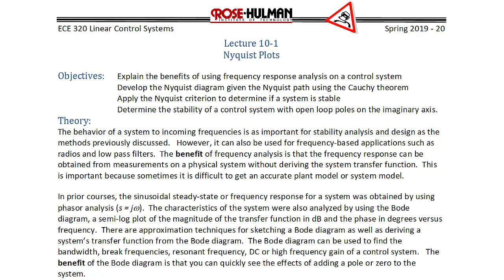In prior courses, the sinusoidal steady state or frequency response for a system was obtained by using phasor analysis, or s equals j omega. The characteristics of the system were also analyzed by using the Bode diagram, a semi-log plot of the magnitude of the transfer function in decibels, and the phase in degrees versus frequency. There are approximation techniques for sketching the Bode diagram as well as deriving a system's transfer function from the Bode diagram. The Bode diagram can be used to find the bandwidth, break frequencies, resonant frequency, DC or high frequency gain of a control system. The benefit of the Bode diagram is you can quickly see the effects of adding a pole or zero to the system.